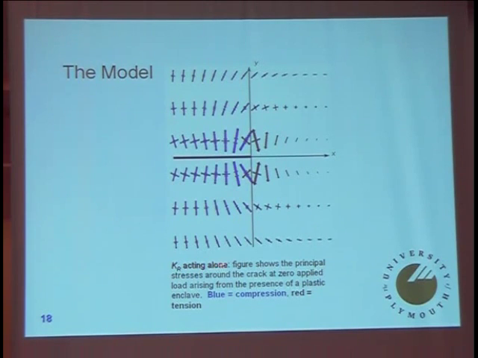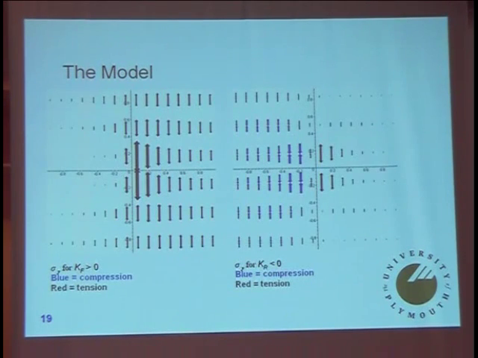This is Kr acting alone at zero applied stress. Blue is compression, red is tension. This is non-dimensional. Mathematicians love non-dimensional figures, and the difficulty we face is getting them to actually dimensionalize them in terms of real stresses and real specimen dimensions. But nonetheless, you can see that this is Kr's effect, and that's the principal stress. We can then resolve into sigma y and sigma x.